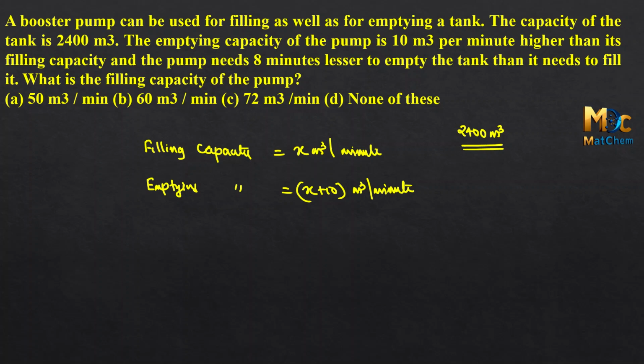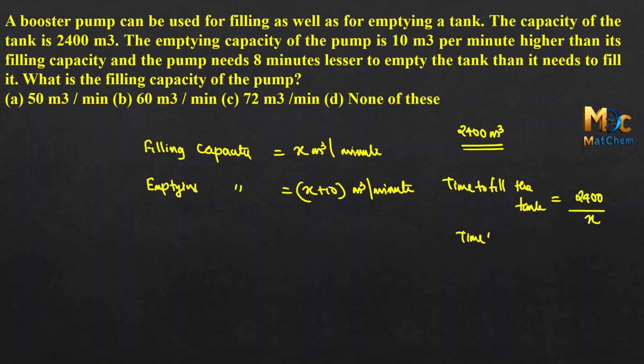Then they're telling that the pump needs 8 minutes lesser time to empty the tank than it requires to fill the tank. Already we understand that the emptying capacity is more. Since its emptying capacity is more, the time required to fill the tank will be more. If 2400 meter cube is the total volume and the filling capacity is x, the time to fill the tank will be 2400 divided by x. 2400 is the total volume, and x is the volume of water that can be filled in 1 minute.